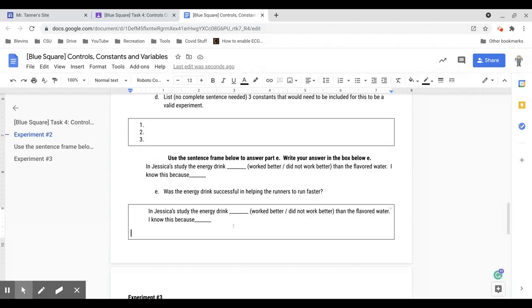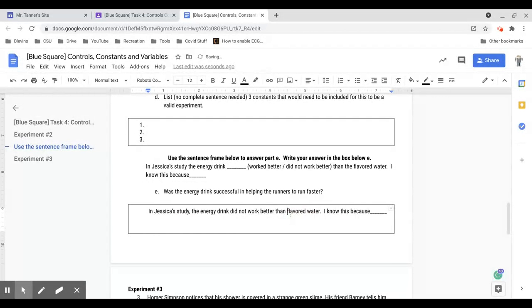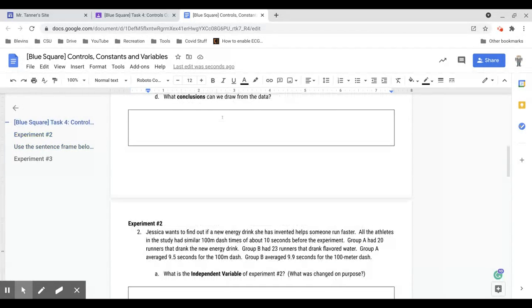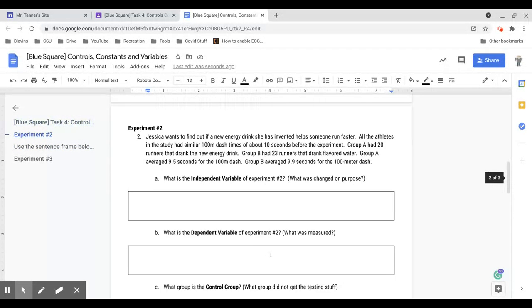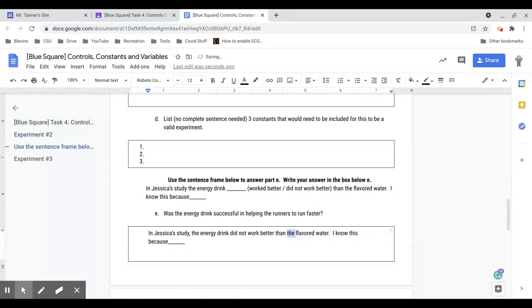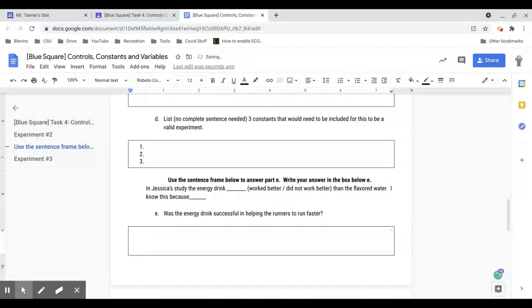So it says, in Jessica's study, the energy drink, choose one. Did it work better or did it not work better? If I think it did not work, I would delete everything else but that. So then now it says, in Jessica's study, the energy drink did not work better than the flavored water. I know this because, and this is where you cite your data. So where in the data of this experiment where it talked about the running speeds, how do you know which thing is true? So that's how you'd use this sentence frame to answer that question.